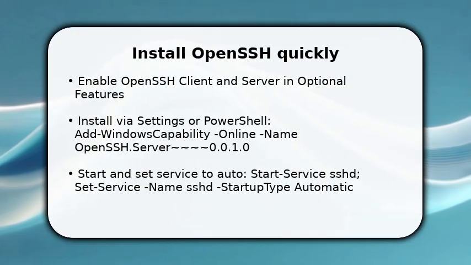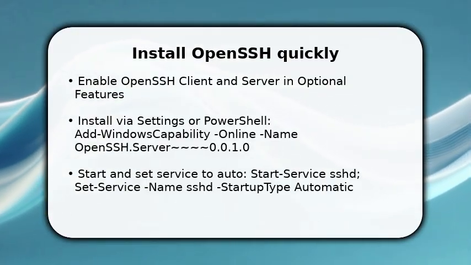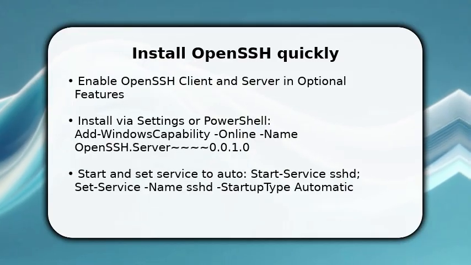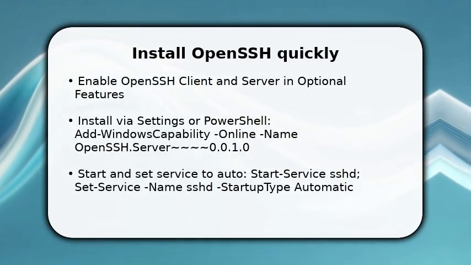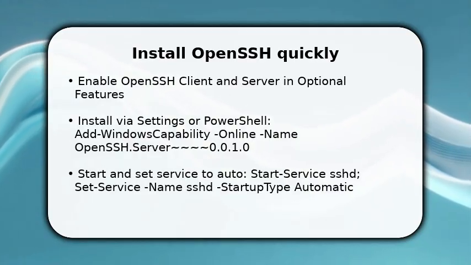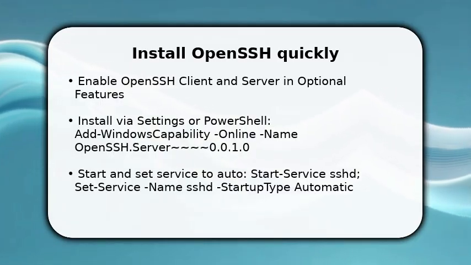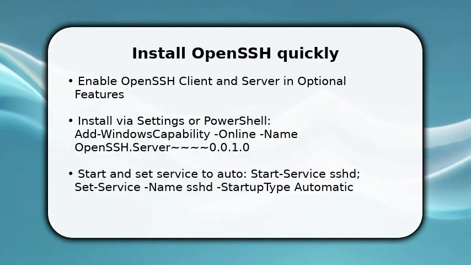You start by installing the components so you can connect and accept connections. Open settings optional features or run PowerShell as admin and add the OpenSSH server and client capabilities. This gives you SSH and SSHD binaries. Once installed, start the SSHD service and set it to automatic so Windows runs the server at boot.